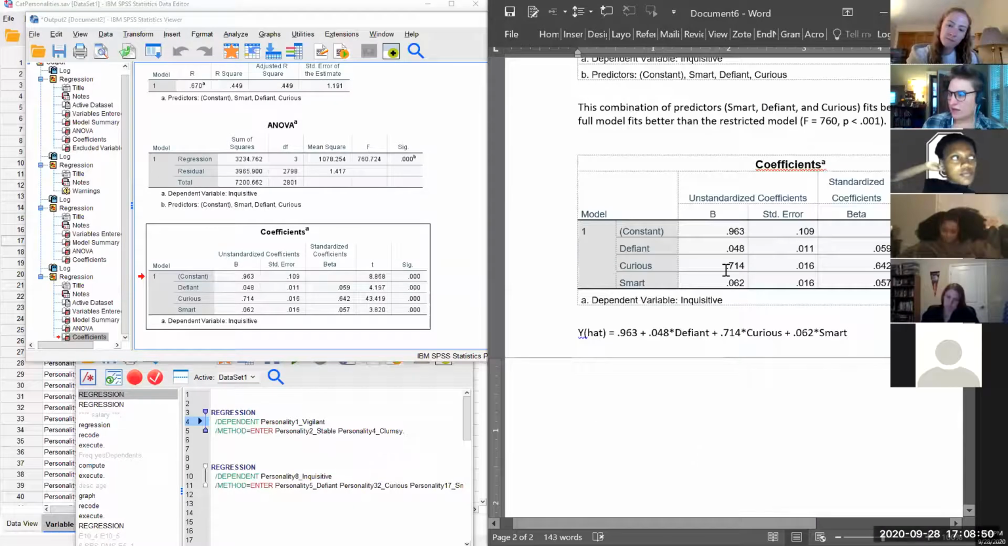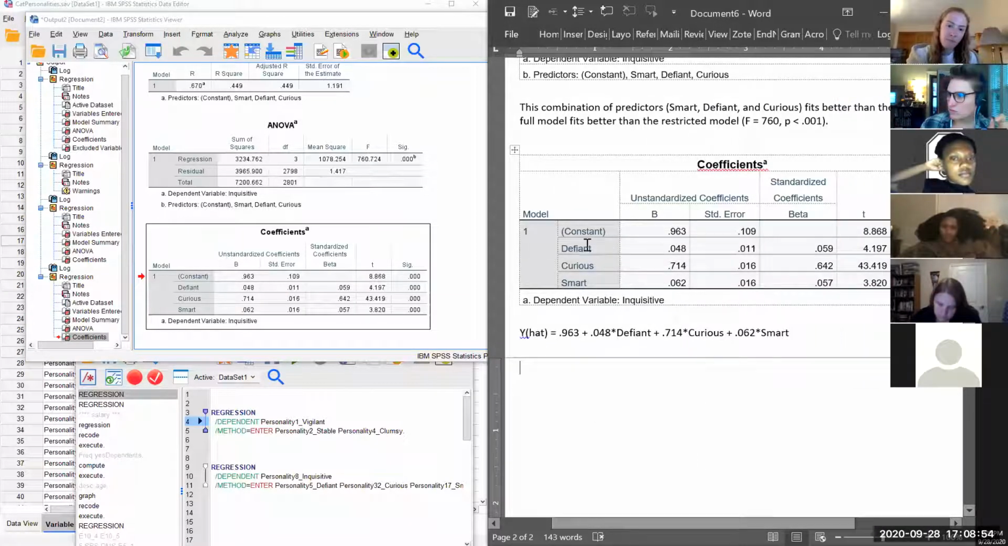Okay, so now everybody jot down, pick one of these coefficients to jot down, defiant, curious, or smart. And I'm going to pop you into your breakout rooms for just like 2 minutes to chat about what that means and how you interpret it.